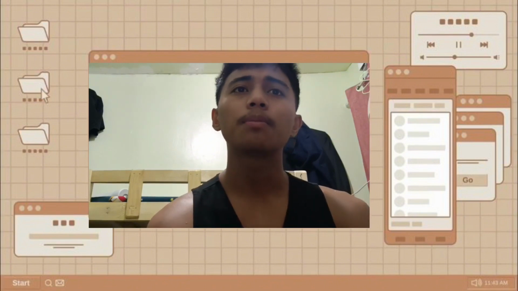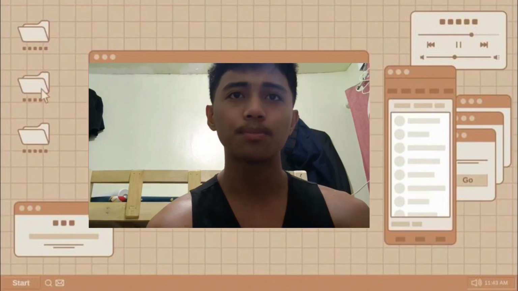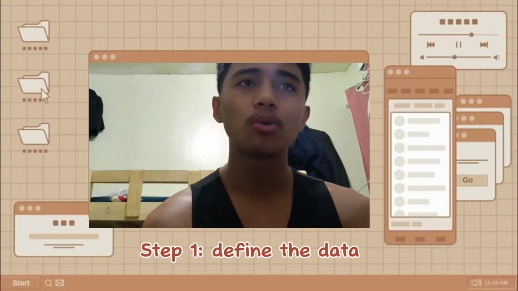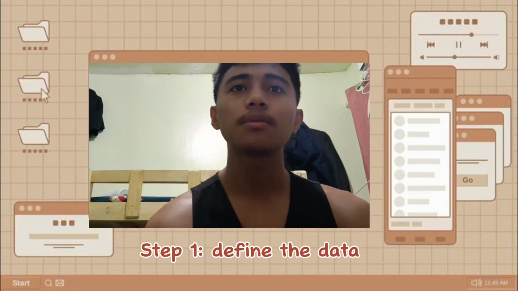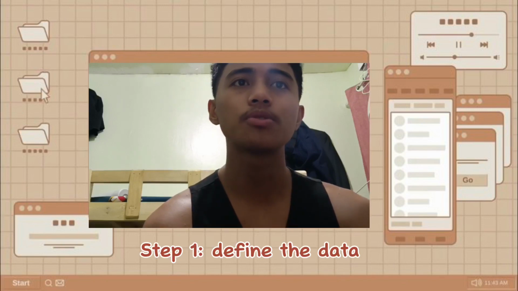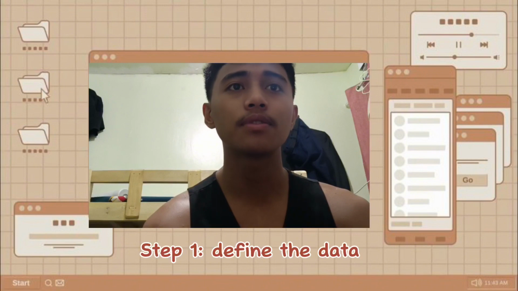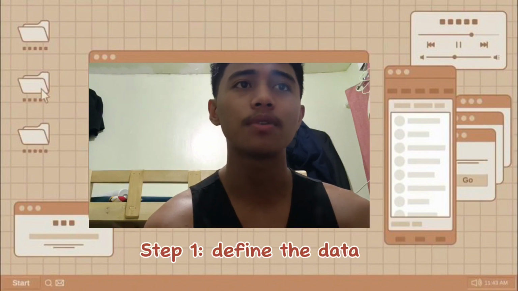Creating a circle or pie graph involves several steps and procedures. Here's a detailed breakdown of the process. Number 1, define the data. Start by gathering the data that you want to represent in the graph. This could be numerical data that represents different categories or parts of a whole.